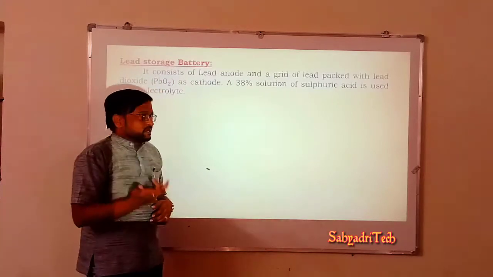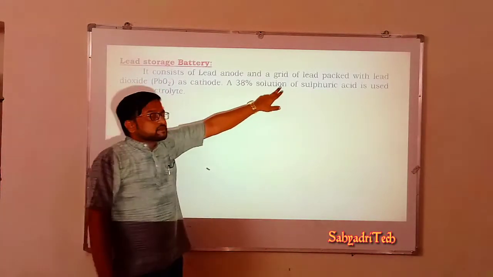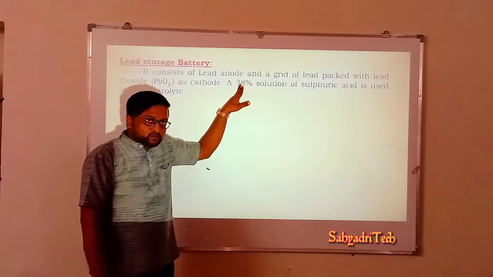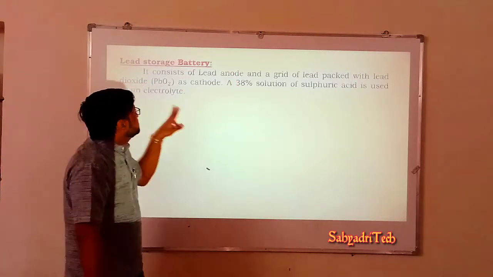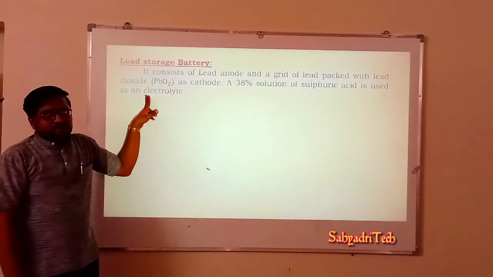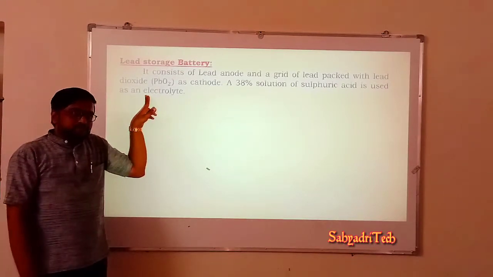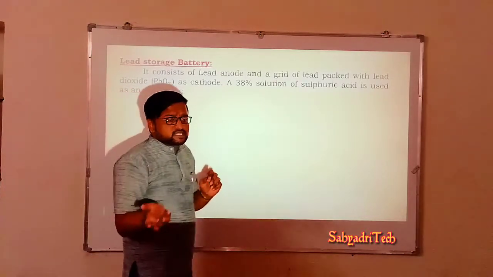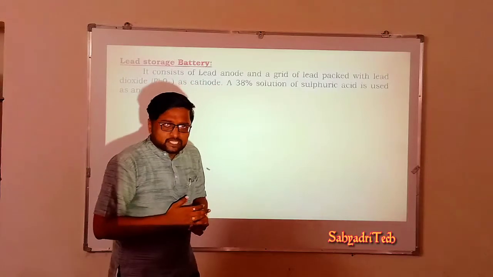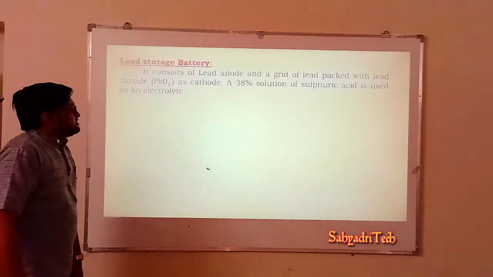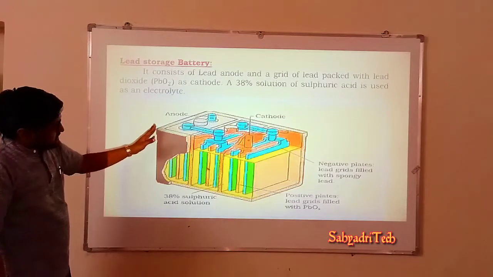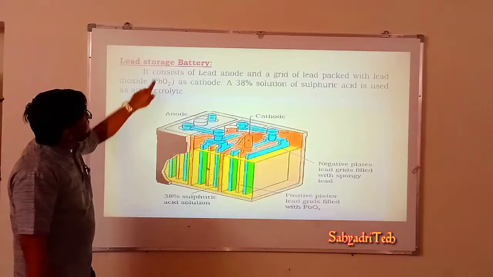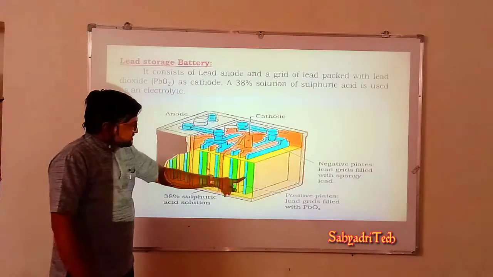And what is the next one? We have to talk about the electrolyte. A 38% solution of sulfuric acid, 38% weight by volume, is used as the electrolyte. The inverter batteries we use, or the batteries present in all automobiles, are nothing but lead storage batteries. Diagrammatically, we can see a rectangular shaped battery, which actually contains a series of lead grids.